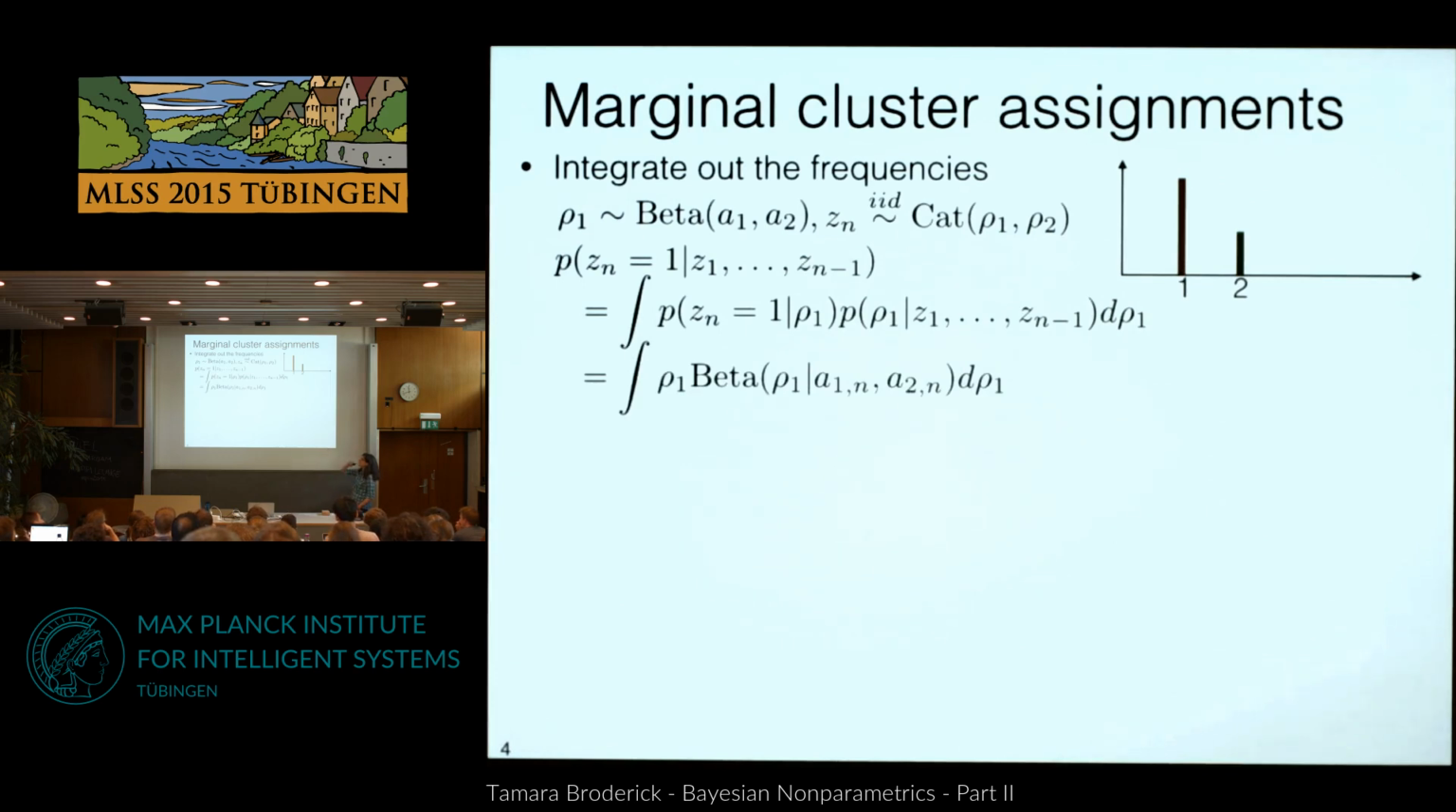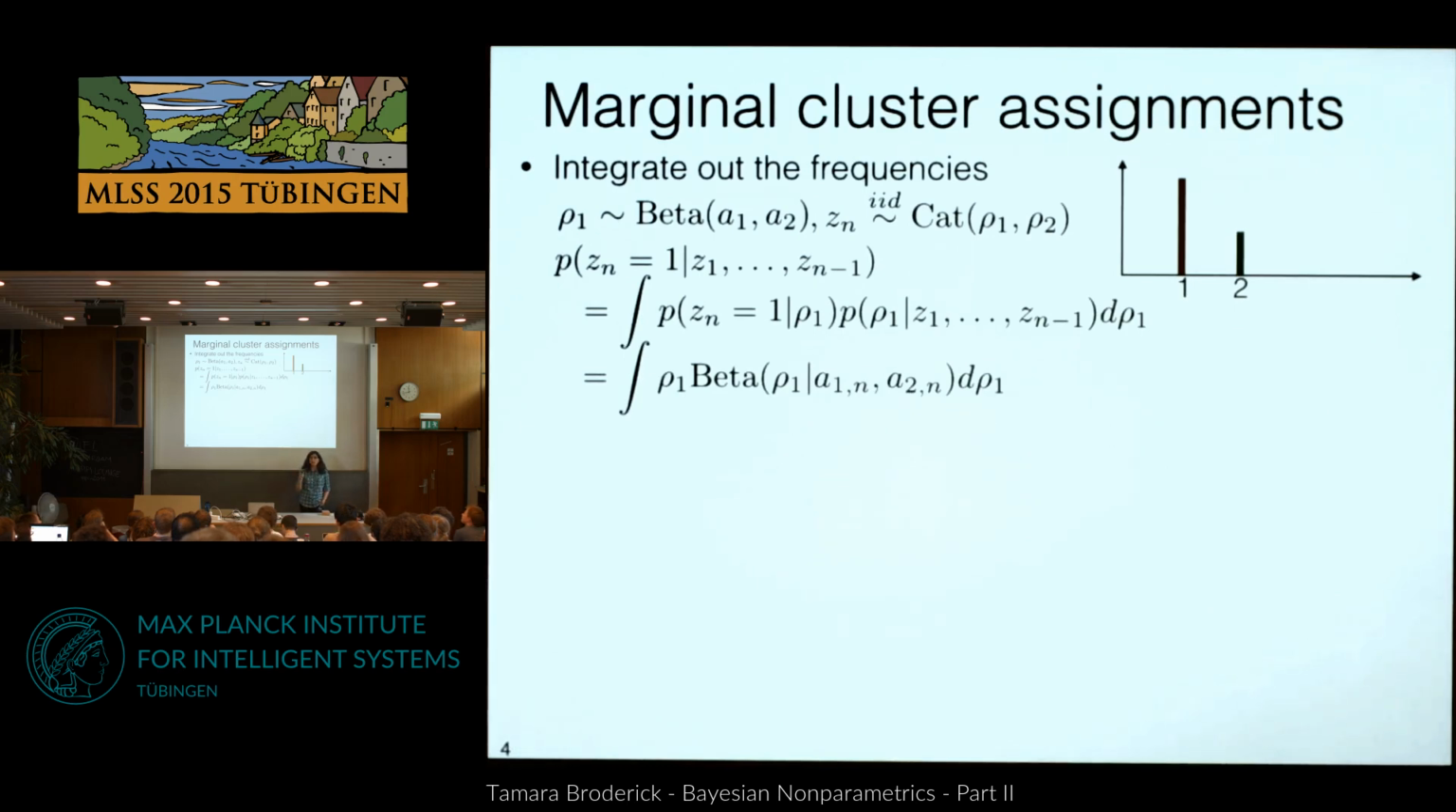Okay, now let's evaluate each of these terms. The probability that Zn equals 1 given rho 1 is just rho 1, because we're choosing each of the Zn's independently and identically from the rho 1, rho 2 distribution. So that's all I've done in this first term: I put down rho 1.